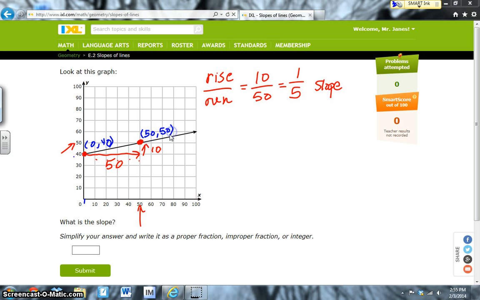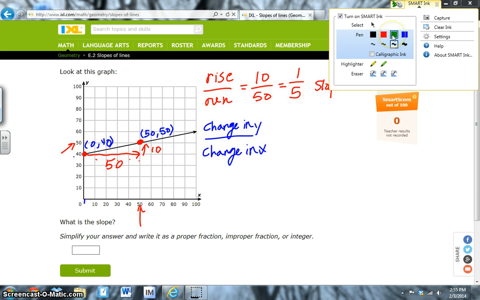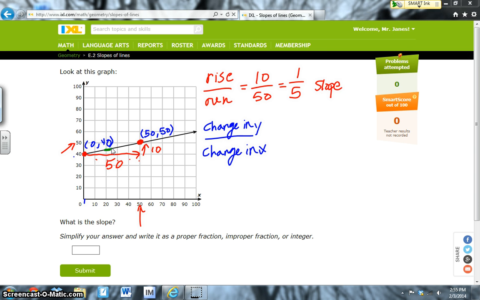Good. And now, slope is change in y over change in x. Let's look at our change in y first. I'm at 40, and I'm going up to 50, so that means I've got an increase of 10. So my change in y is adding 10. And then my change in x, well, I was at 0, and now I'm at 50, so I've increased by 50. So my slope is positive 10 over positive 50, which simplifies to 1/5. I get the same answer.